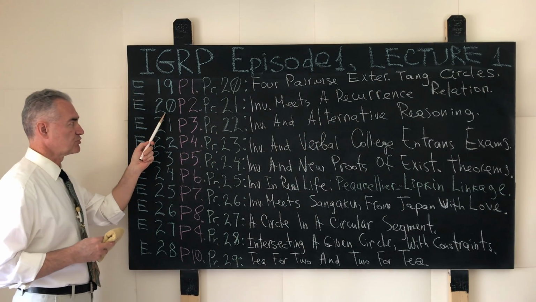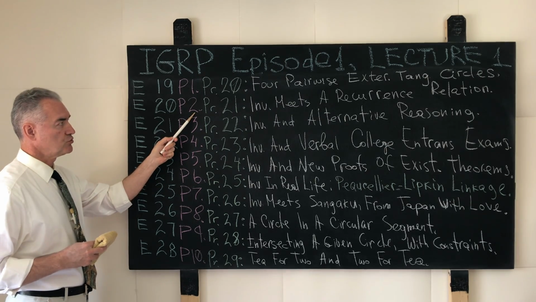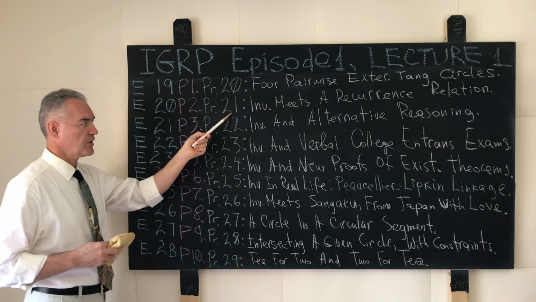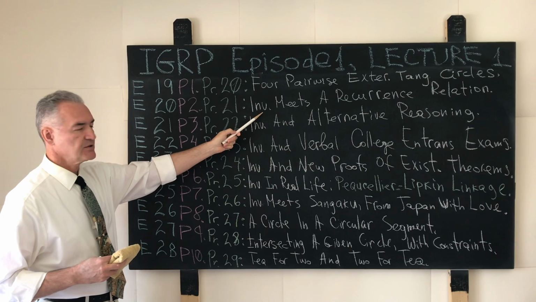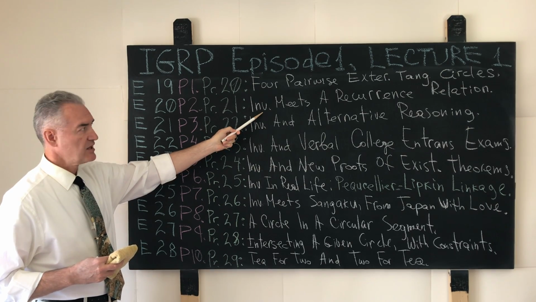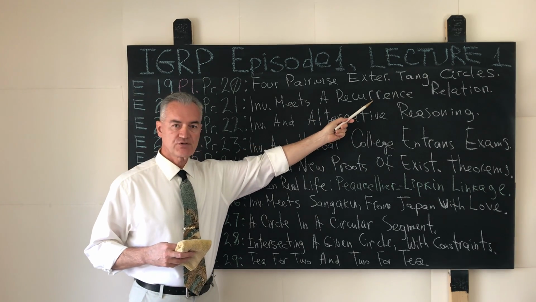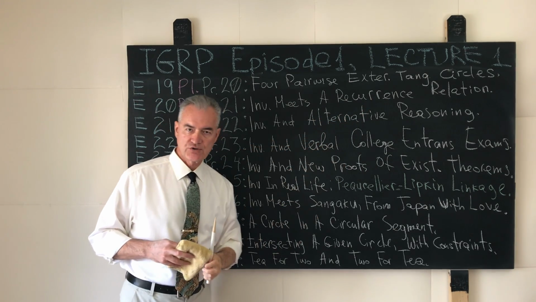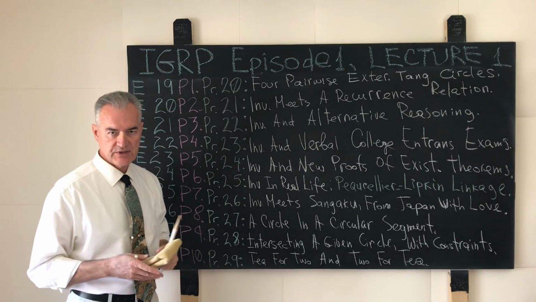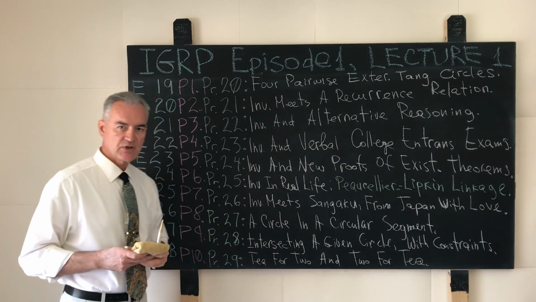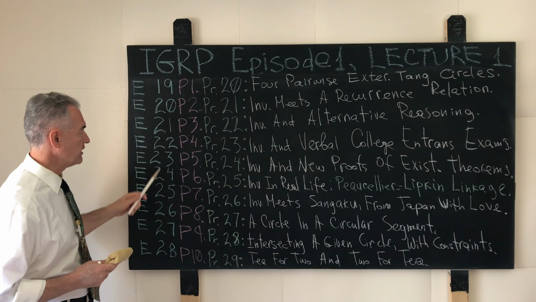Next, in episode 20, practice 2, we will solve problem number 21. And in this problem, we will see that inversion will meet a so-called recurrence relation. If you do not know what a recurrence relation is, do not worry. At the beginning of this practice, I will explain what it is. It is not that complicated.